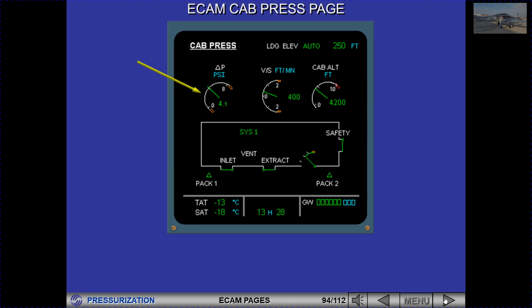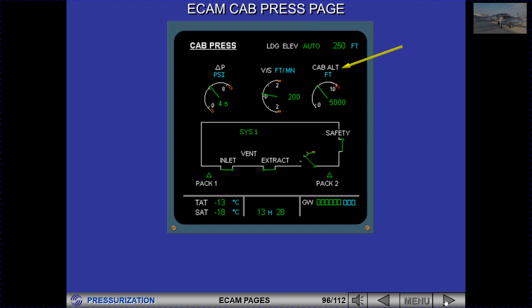The cabin differential pressure, or delta P, shows the difference in PSI between the cabin pressure and external pressure. The cabin vertical speed shows the rate of change in feet per minute of cabin altitude. For passenger comfort, the pressurization system will aim to keep this rate of change as small as possible.